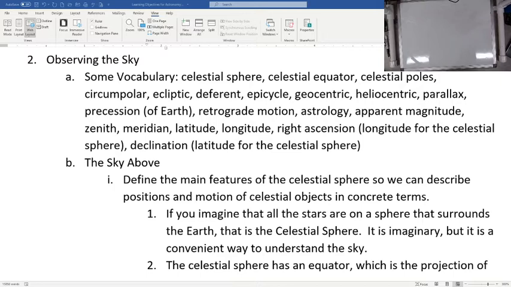Celestial sphere, celestial equator, celestial poles, circumpolar, ecliptic, deferent, epicycle, geometric, heliocentric, parallax, precession of Earth, retrograde motion, astrology, apparent magnitude, zenith, meridian, latitude, longitude, right ascension, and declination. There'll be other words in there, but those are some that I'm just drawing your attention to. And you may know some of those already. You've probably heard of astrology if you don't know exactly what it is.